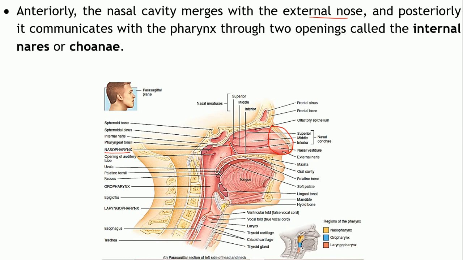Okay. So, through these two openings called the internal nares. Nares means plural, because there are two, or these are also known as conchae. Okay. So, this is the opening of the nasal cavity into the pharynx. That opening is known as the internal nares.